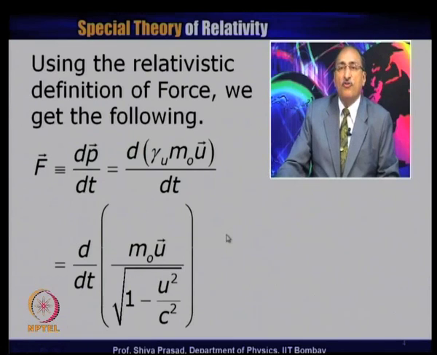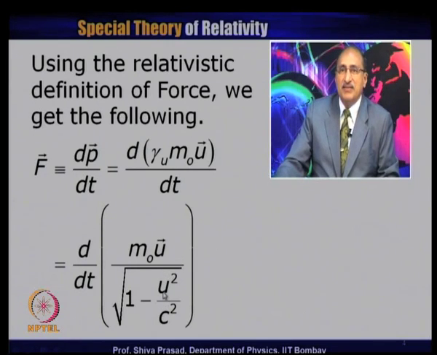So, I must take the rate of change of this particular quantity if I accept this definition of force, which is force equal to rate of change of momentum, which essentially means that force has to be written as d/dt, the time derivative, of m naught u times gamma u, which I have expressed as 1 upon under root 1 minus u square by c square. So, force must be written in this particular fashion, which essentially means that I have to take a time derivative of this particular quantity, where now u appears at two different places, one here, another here.